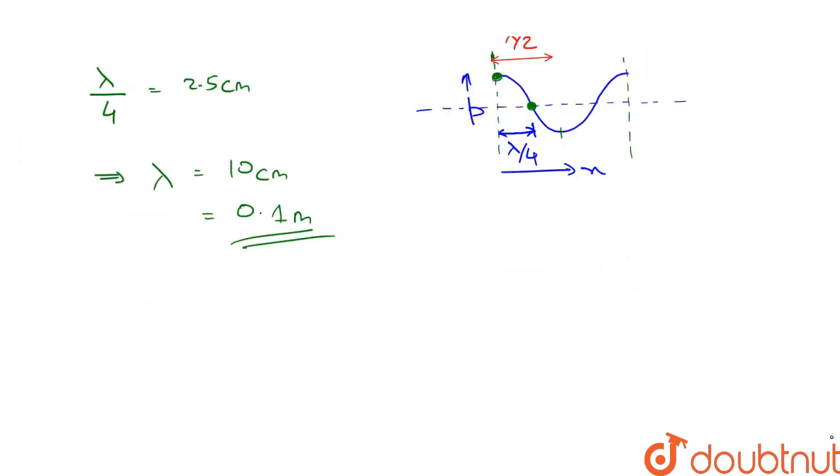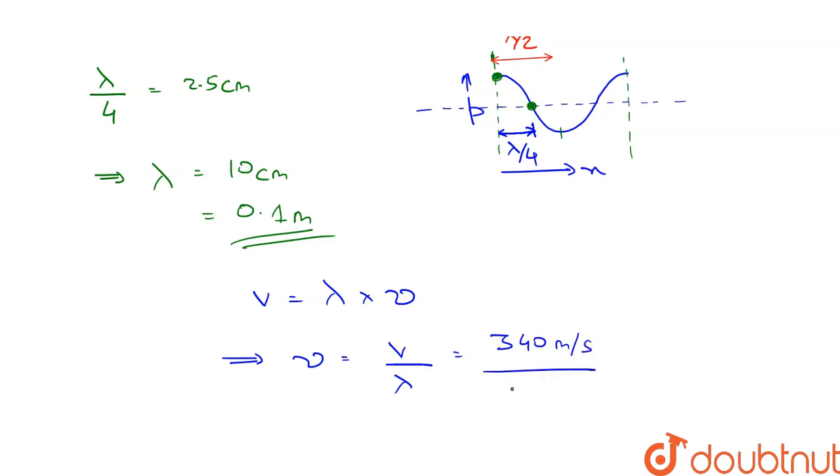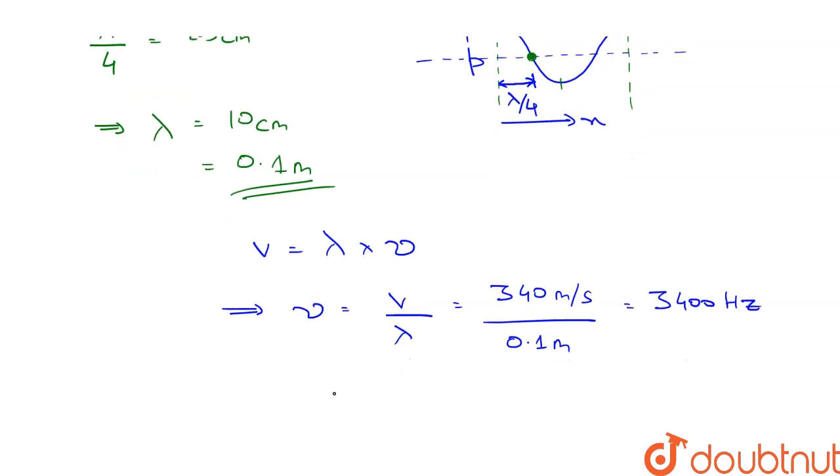We need to find the frequency of sound. So we know that the speed of sound v is equal to lambda into nu. So we get nu equal to v upon lambda. V is given to us as 340 meter per second and lambda is 0.1 meter. So this is equal to 3400 hertz, or we can also write the frequency nu equal to 3.4 kilohertz.